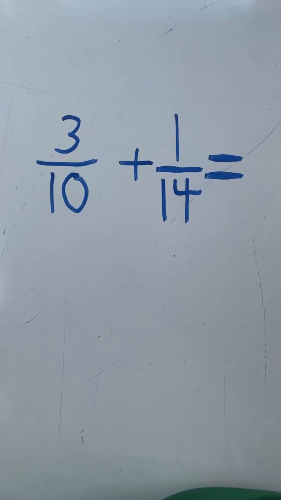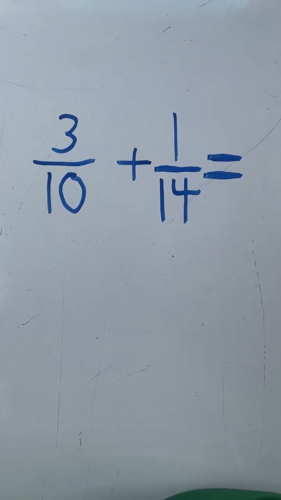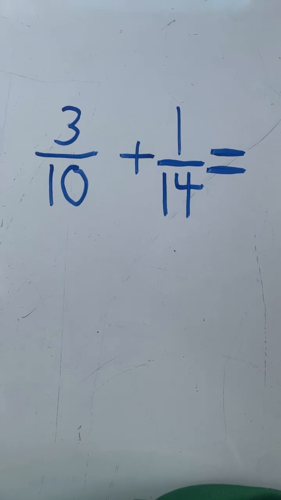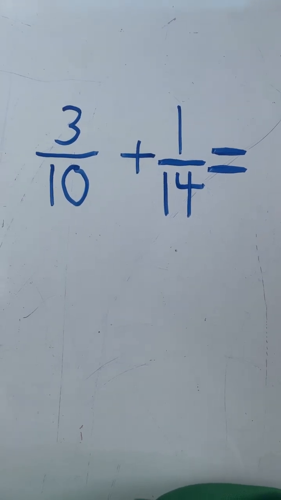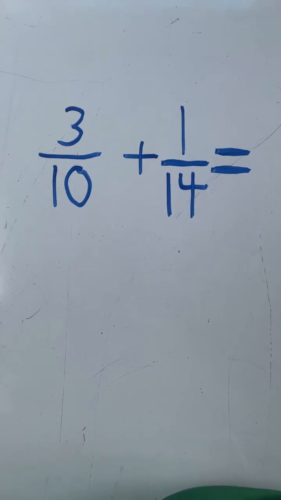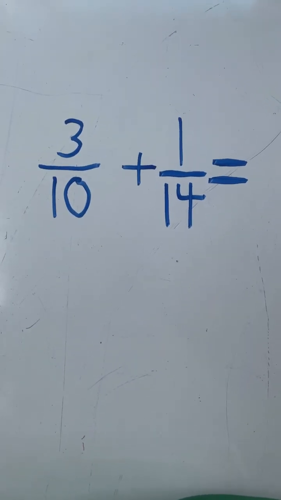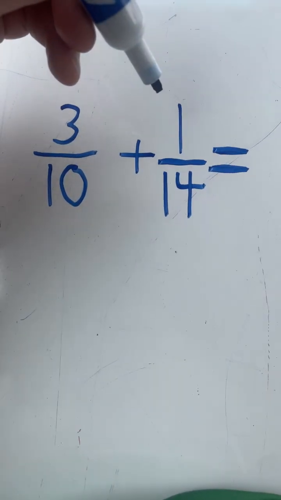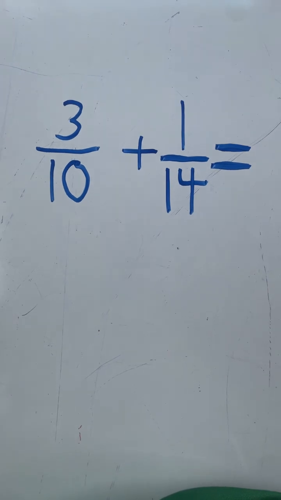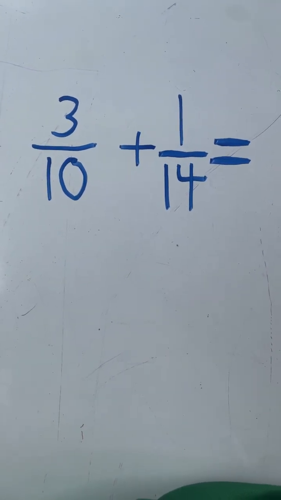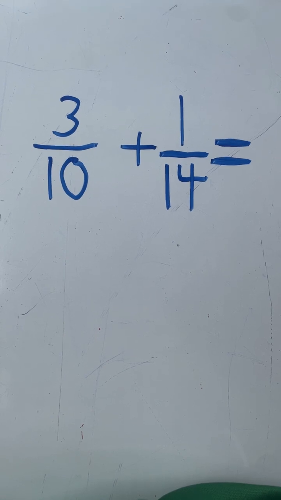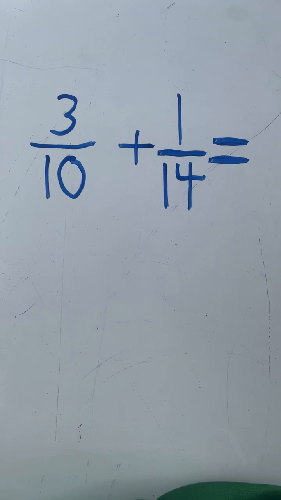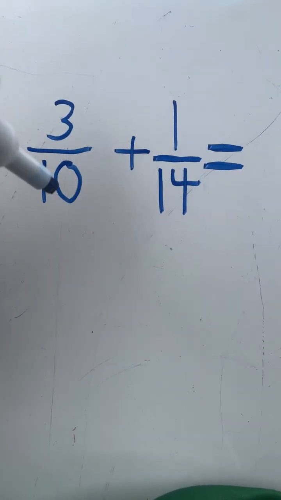So this video is going to be a review of the butterfly method, using the butterfly method to add fractions with unlike denominators. As most of you know, and as I've said on previous videos, we cannot add fractions if the denominator is not the same. 3/10 plus 1/14, we cannot add those fractions together as they are. We need a common denominator in order to add fractions. So step one is to find that common denominator. And we find the common denominator by multiplying our two different denominators.